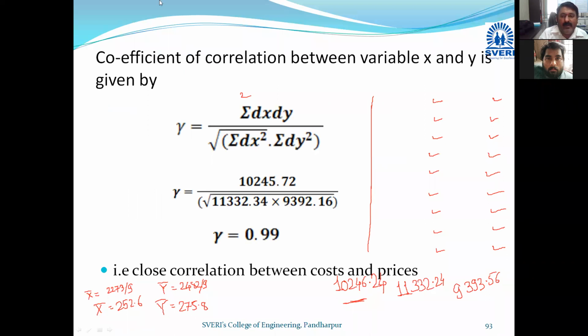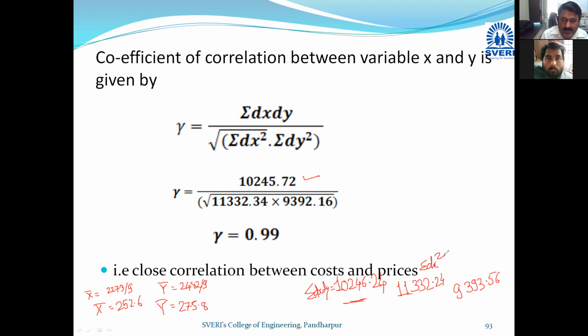This is very simple, the last step. I will mention these values. This is the summation dx dy that you have calculated, 10246. I have mentioned the value under root of summation dx square, and this is summation dy square. Here I have mentioned this value and here this other value. If you substitute all these values, you will get the final answer.